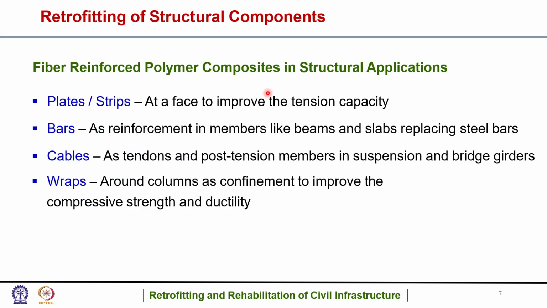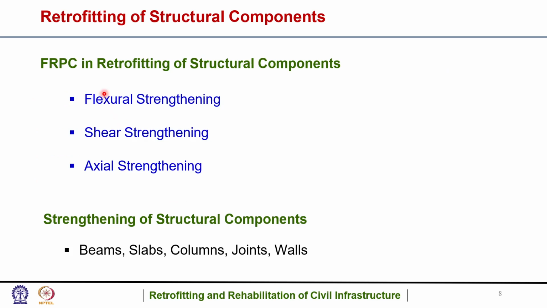The uses of FRPC in structural applications can vary as per the requirements. They can be used as plates or strips at a face to improve the tension capacity, as bars in reinforcement in members like beams and slabs, replacing steel bars, as cables that can be used as tendons and post tension members in suspension and bridge girders, and as wraps around columns as confinement to improve the compressive strength and ductility.